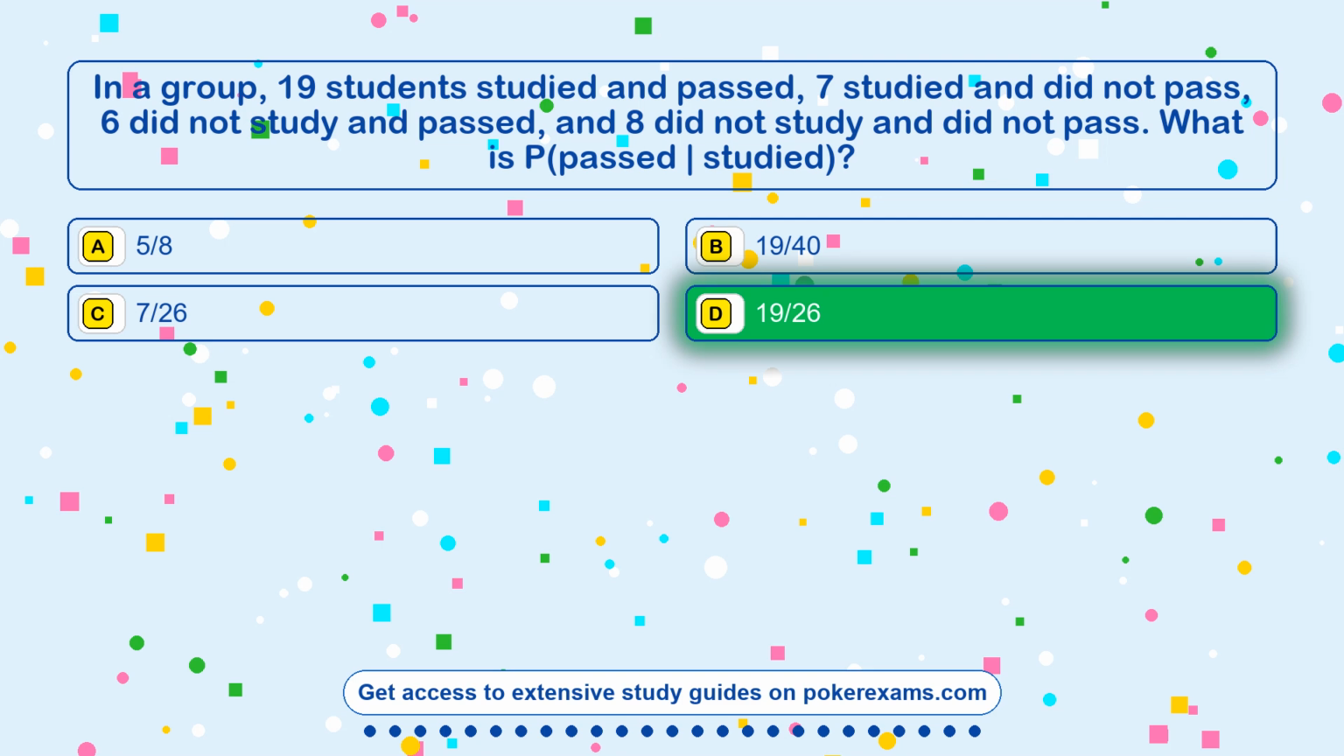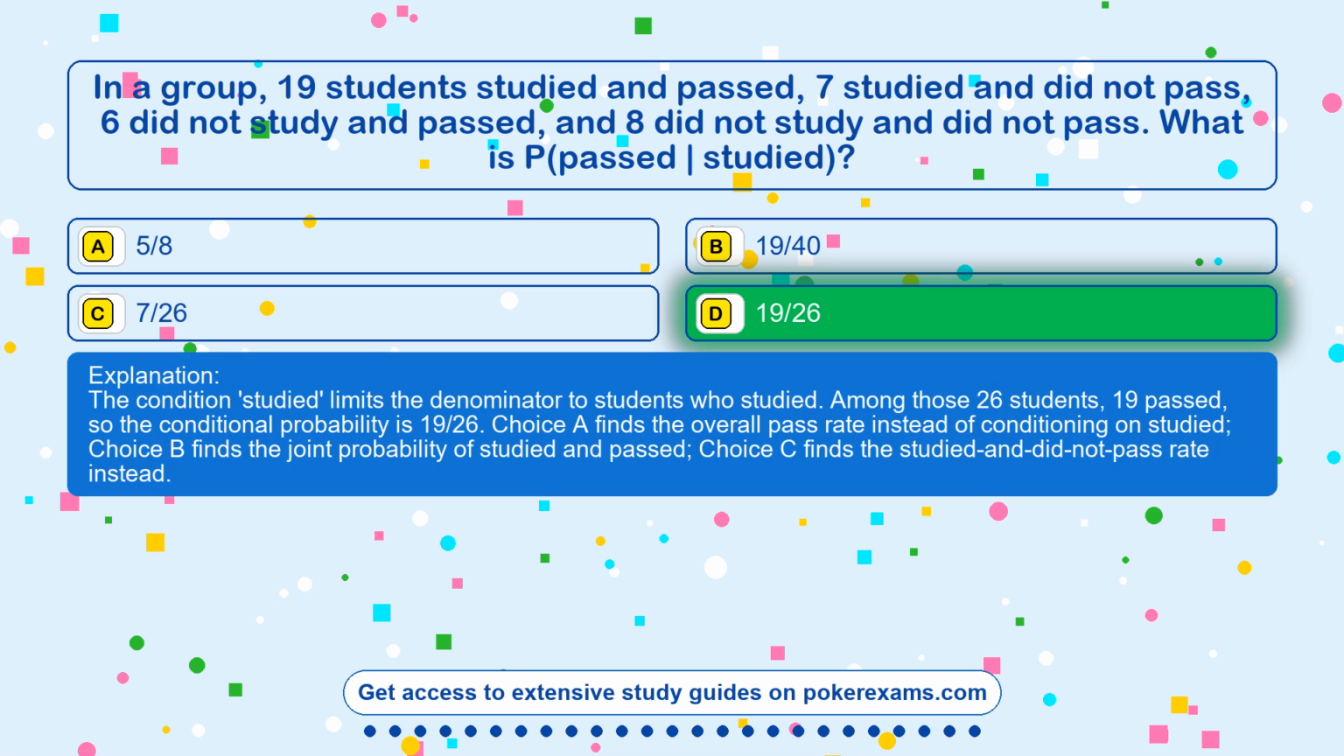19/26. The condition studied limits the denominator to students who studied. Among those 26 students, 19 passed, so the conditional probability is 19/26. Choice A finds the overall pass rate instead of conditioning on studied, choice B finds the joint probability of studied and passed, choice C finds the studied-and-did-not-pass rate instead.